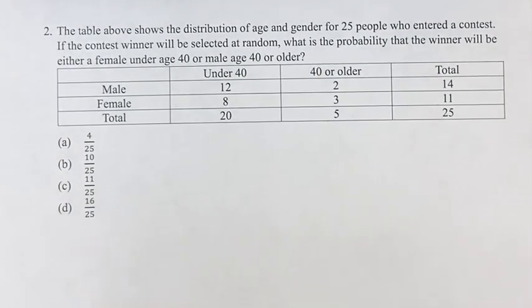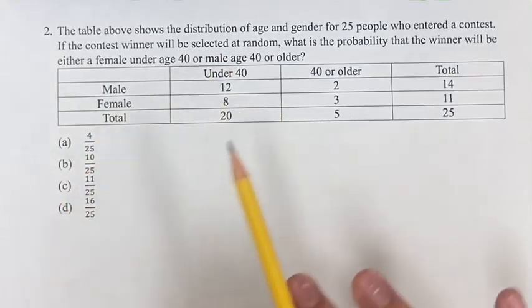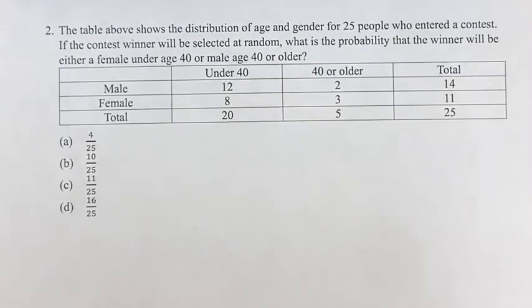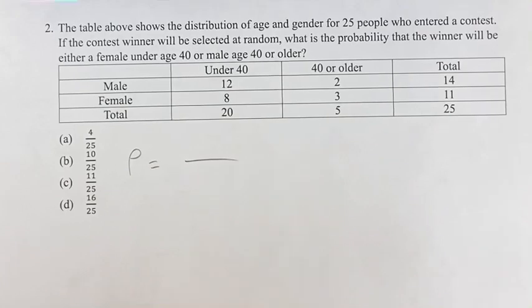This problem, we're looking at the distribution of age and gender for 25 people who entered a contest. And if we're selecting a contest winner at random, what is the probability that the winner will be a female under 40 or a male 40 or older? So we're going to have a fraction here for our probability, which we can represent as P.